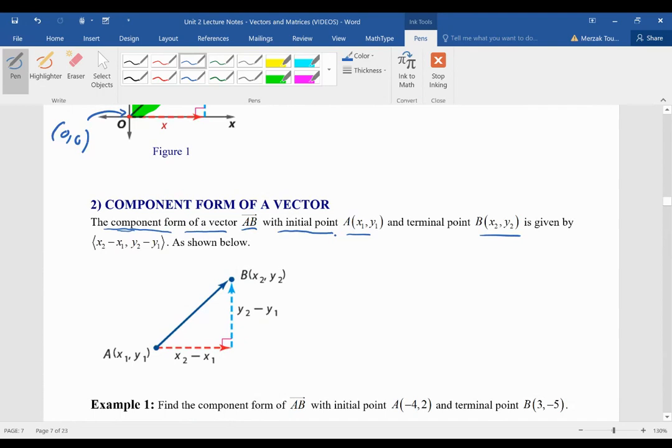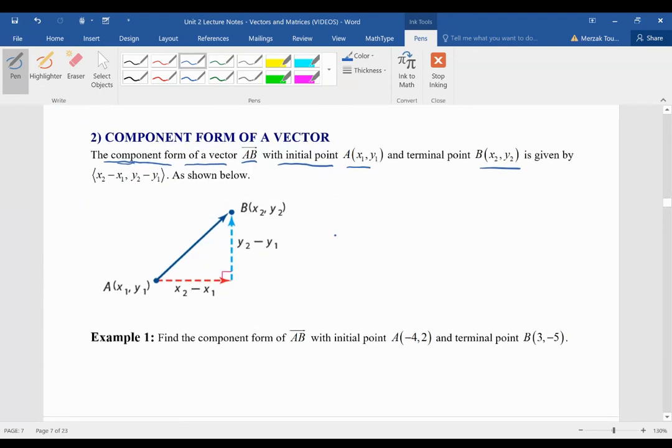But if the initial point is not on the origin, then of course we have to calculate. To determine the vertical length, we have to do y2 minus y1. Well, let me not confuse you with this. Let's keep it simple. So y2 minus y1 will give you the vertical length, and x2 minus x1 will give you the horizontal length.